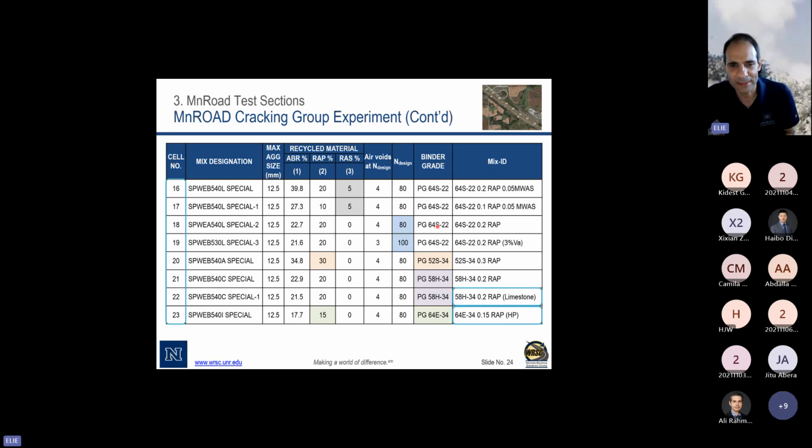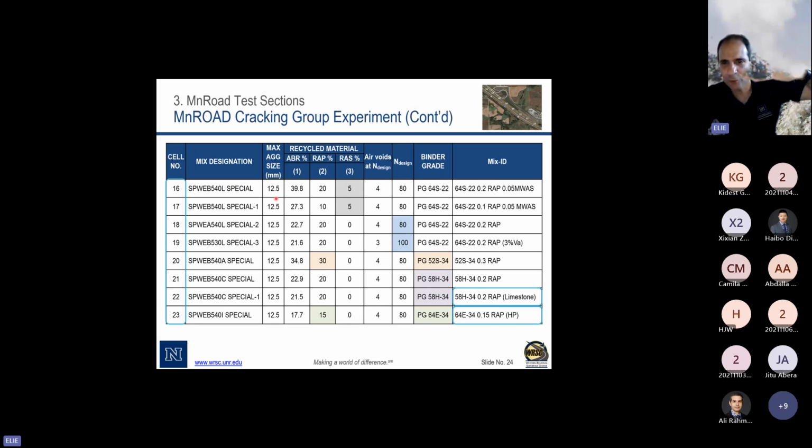So what are these? There are 8 mixtures. All of them had some sort of recycling material. All of them had RAP, reclaimed asphalt pavement, with different proportions. Only the first 2 had RAS, recycled asphalt shingle, at 5%.